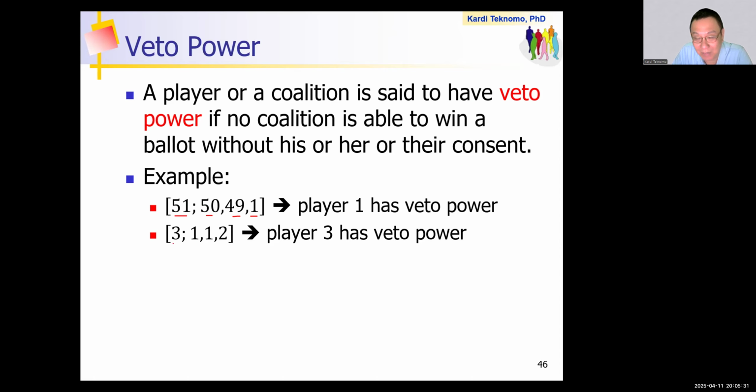The same thing here, as simple as 3, 1, 1, 2. Here 3 is the quota. So player 3 has veto power, because if the others make a coalition without her, they cannot make a decision. Can you see that?